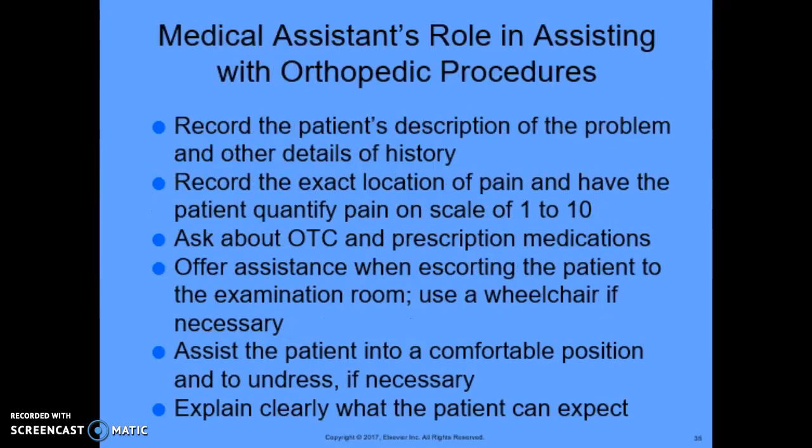So your role as a medical assistant in these orthopedic procedures: you record the patient's description of the problem and other details of history, record the exact location of the pain and have the patient quantify the pain on a scale of 1 to 10, ask about over-the-counter and prescription medications, offer assistance when escorting the patient to the examination room, and use a wheelchair if necessary. Assist the patient into a comfortable position and to undress if necessary, and explain clearly what the patient can expect.